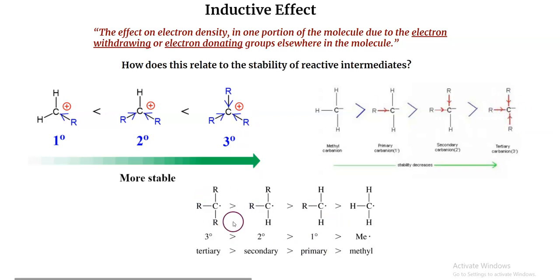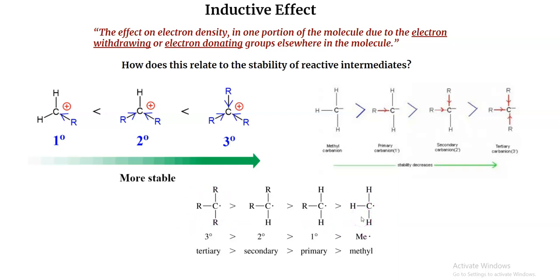Now if you go to radicals, the free radicals, which are also electron deficient, that means they're very close to carbocation, and the trend is very similar. The more electron donating groups, the alkyl groups, around the free radical, the more stable the free radical is going to be, because it is going to be less electron deficient because of the donation from the alkyl groups. That's why the tertiary free radical is much more stable than the methyl free radical.